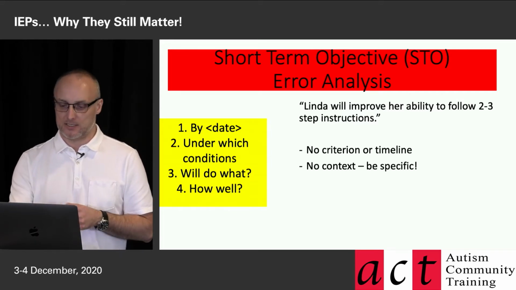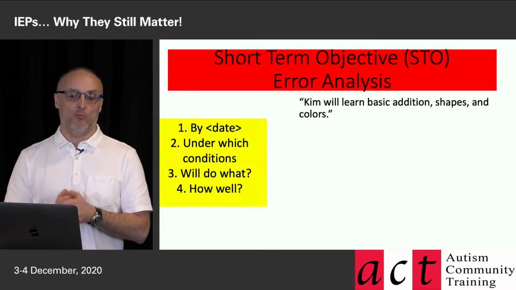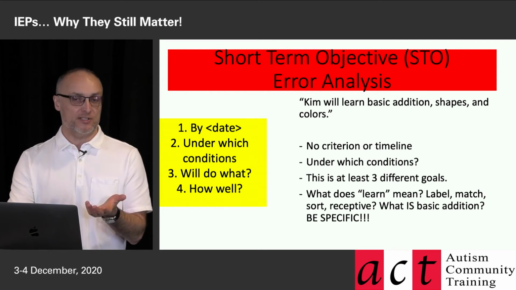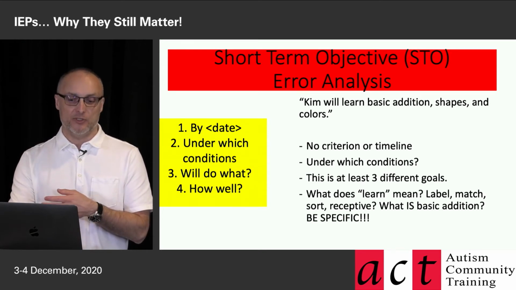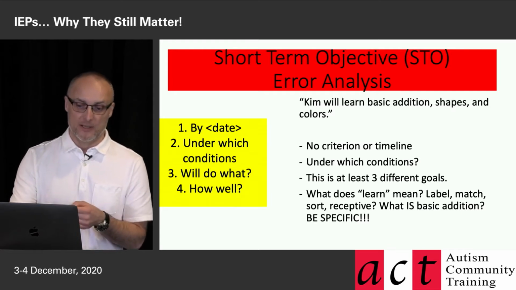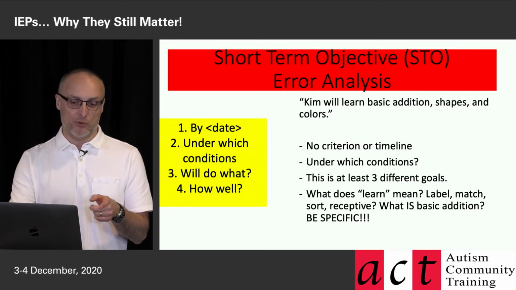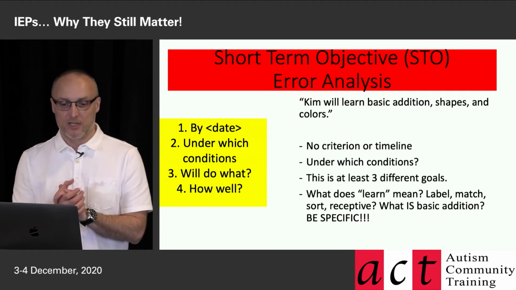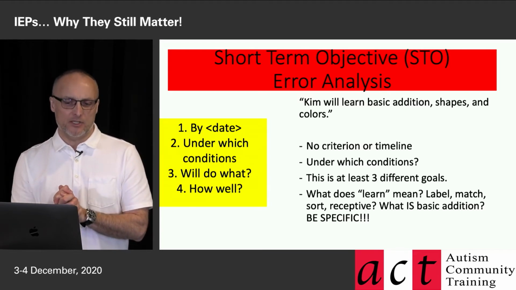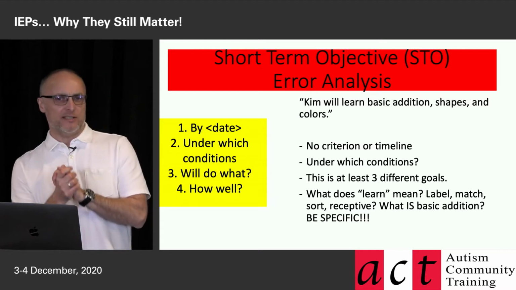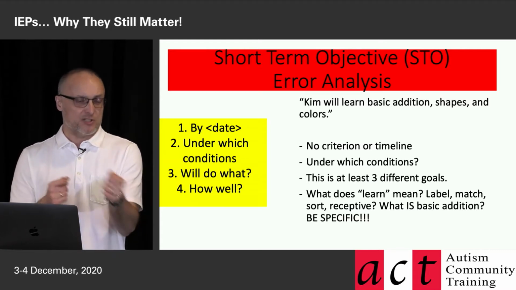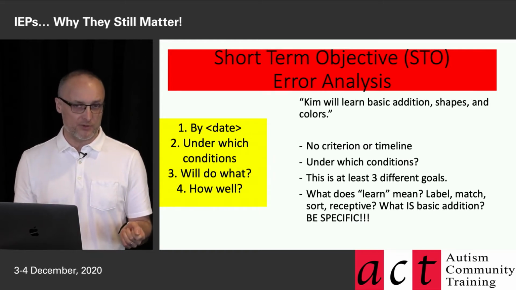We're missing context. Kim will learn basic addition, shapes, and colors. There's no criterion or timeline for any of these things. We don't understand the conditions under which she has to identify shapes or colors or addition. These are actually 3 separate goals, or you could break them into an addition goal and a shapes and colors goal. And what does learn mean? Is she matching shapes? Is she receptively identifying shapes? Is she labeling shapes? Is she drawing shapes? Just because you can do one of those doesn't mean you can do all of those things.